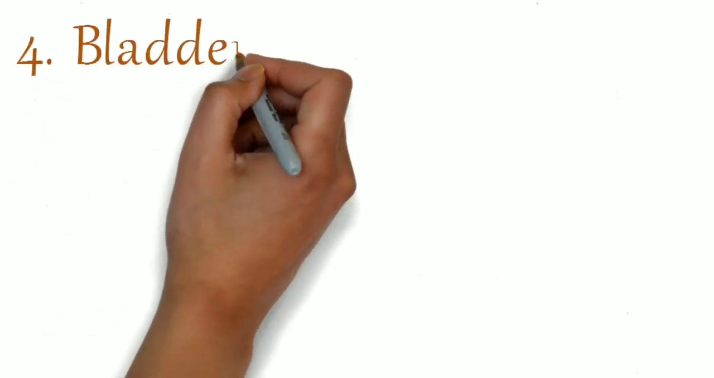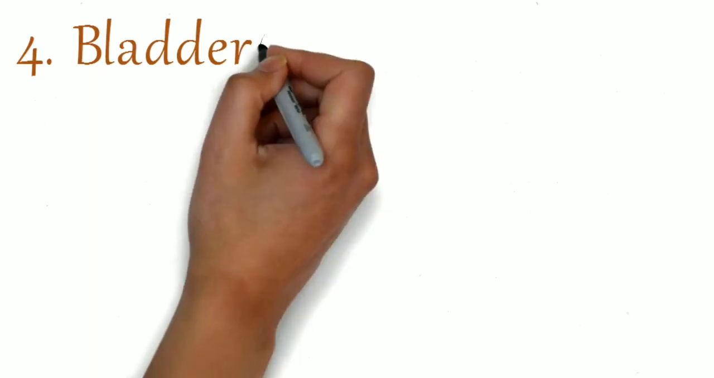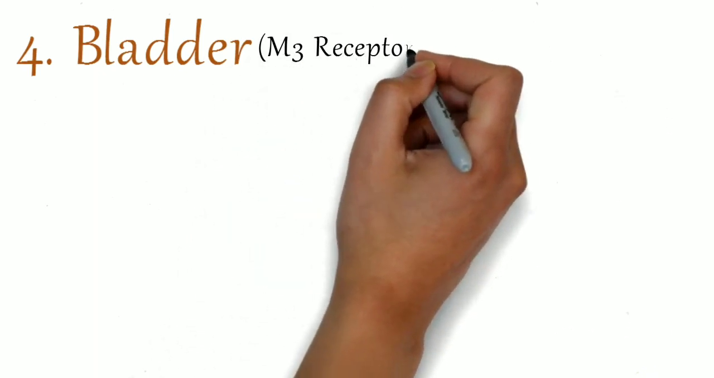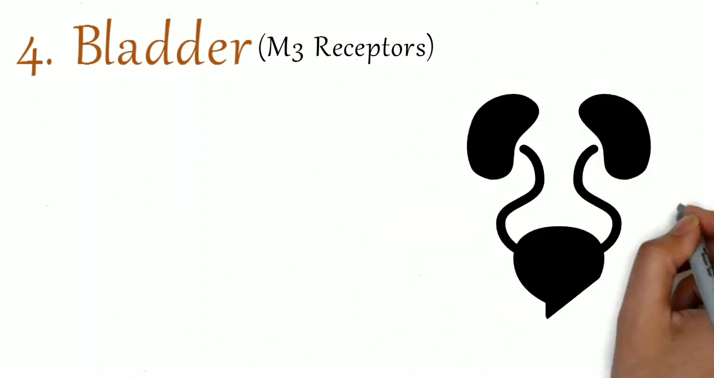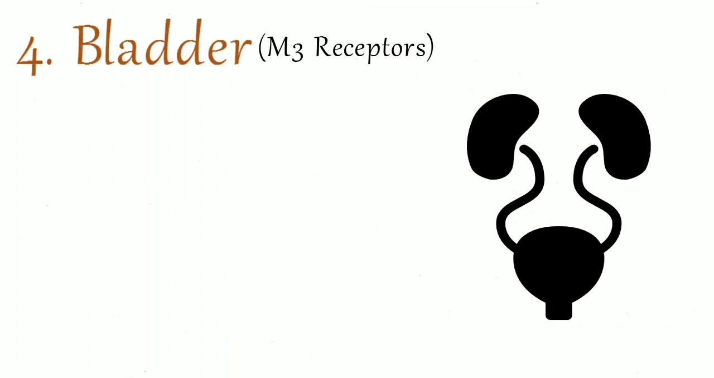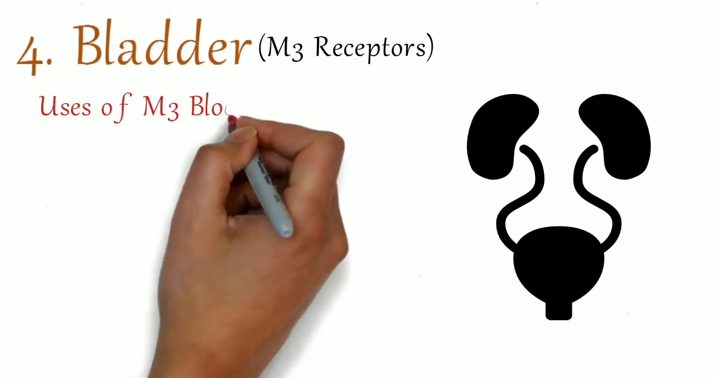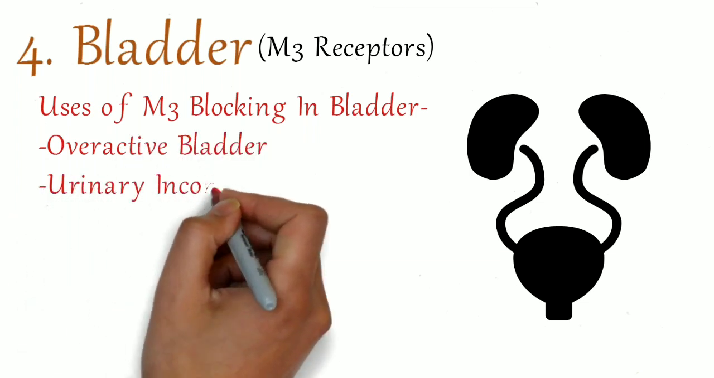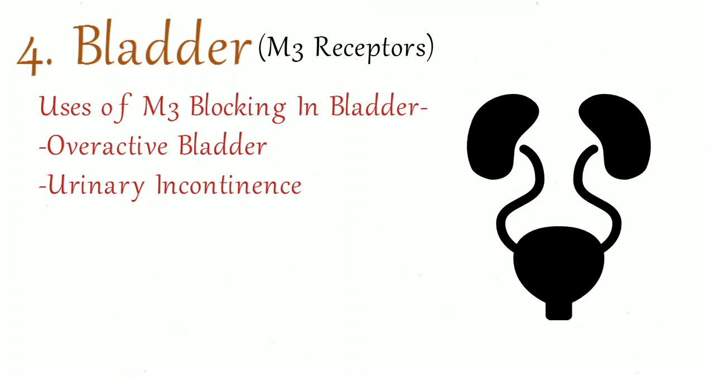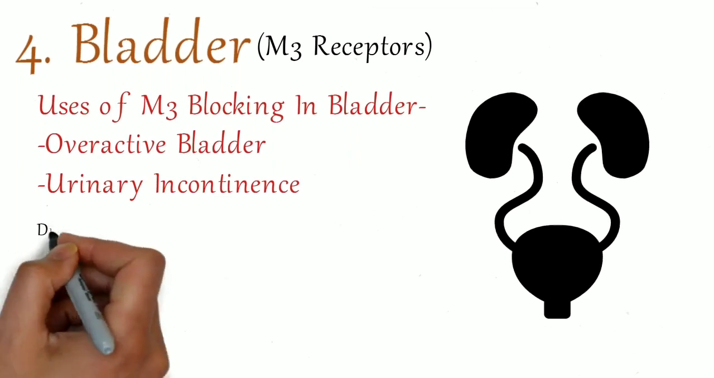The fourth one is the urinary bladder. It mainly consists of M3 receptors. M3 receptors mainly cause bladder contraction, and if we block these receptors, then there will be bladder relaxation, which will cause urine retention inside the bladder. We can use M3 blocking in overactive bladder, which is the instability of the detrusor muscle. The detrusor muscle is the muscle of the bladder, and we can also use this in urinary incontinence, which is involuntary passing of urine.